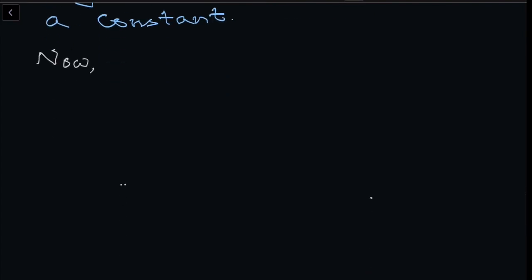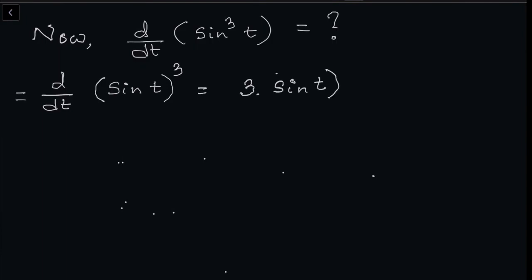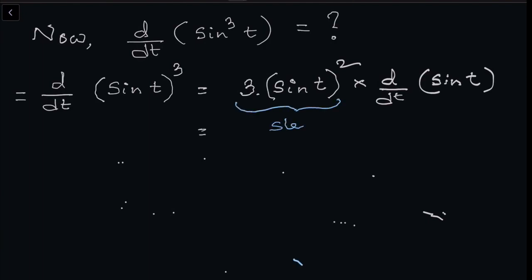Now, let us go back again. d/dt of, suppose, sine cube t, sine t whole to the power 3. How much is sine cube t? We cannot do it directly. So we use the chain rule. d/dt of sine t whole to the power 3 is 3 into sine t whole square, the first part. Then d/dt of what is inside the bracket, that is sine t. This part is easy.